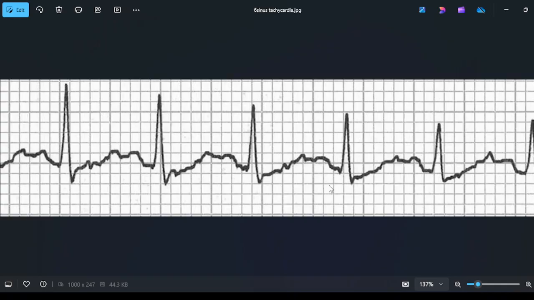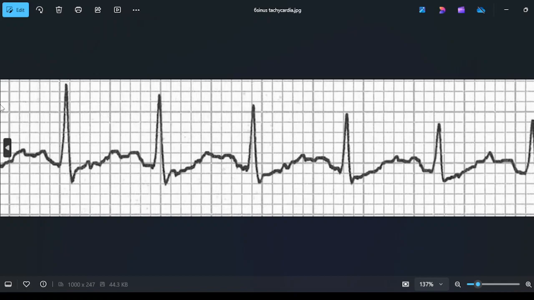There's nothing more to know about this, except that we need to differentiate a sinus tachycardia from supraventricular tachycardia, in which the P waves will be absent. There will be no P wave preceding the R wave in supraventricular tachycardia. That is the difference between sinus and supraventricular tachycardia. Supraventricular tachycardia is SVT, right?